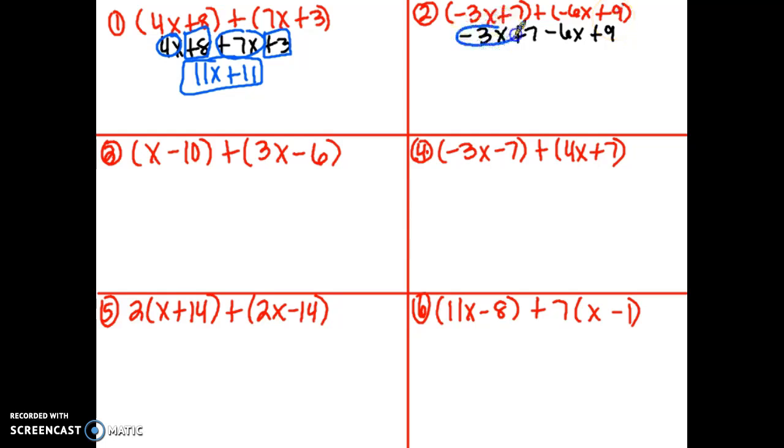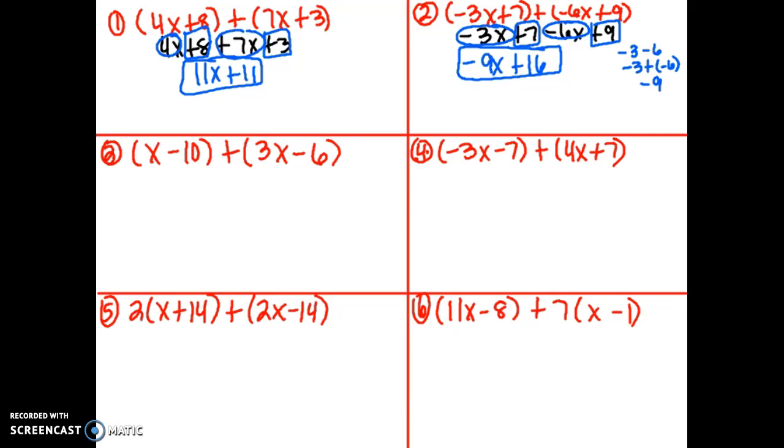Now combine like terms. Negative 3 minus 6. We use additive inverse to keep the first number. Change subtraction to addition. Take the opposite of the second number. My signs are the same, so I add and keep the sign. That's negative 9x. And 7 plus 9 is 16. So my answer is negative 9x plus 16.